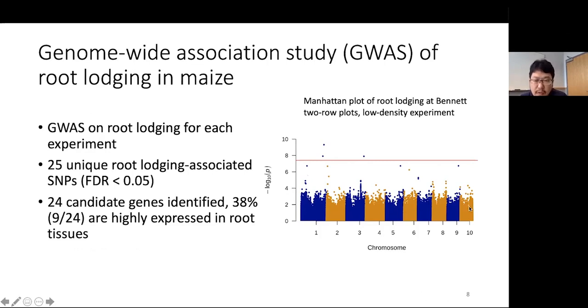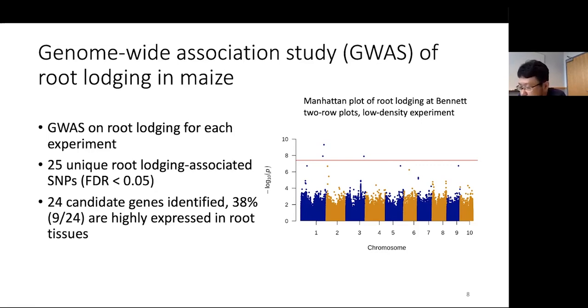So this is an example of a Manhattan plot of root lodging at one of our locations in Story County from 2-row plot low density experiments. Out of these 25 trait-associated SNPs, there were 24 candidate genes we were able to identify. And 9 out of these 24, which accounts for 38% of the genes, are highly expressed in root tissues based on our RNA-seq data set.